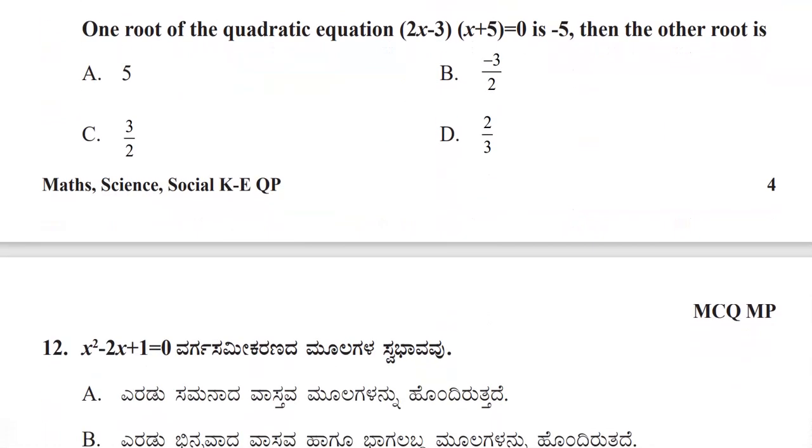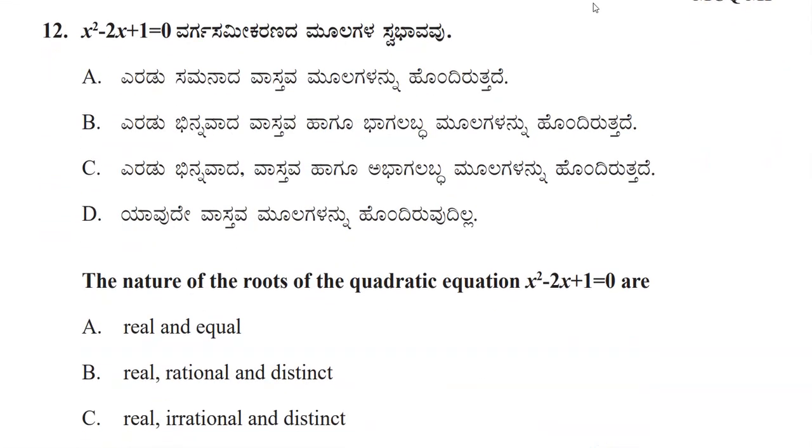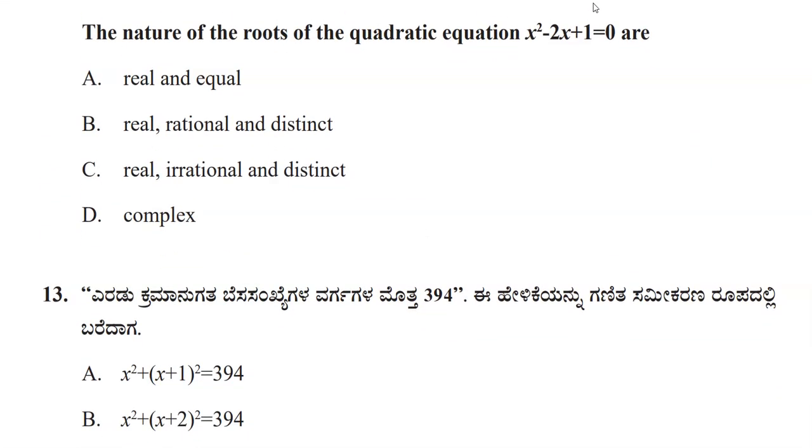Next, question number 11. One root of the quadratic equation 2x minus 3 into x plus 5 is equal to 0 is minus 5, then the other root is, the correct answer is option C, 3 by 2. Next, question number 12. The nature of the roots of the quadratic equation x square minus 2x plus 1 is equal to 0 are, the correct answer is option A, real and equal.